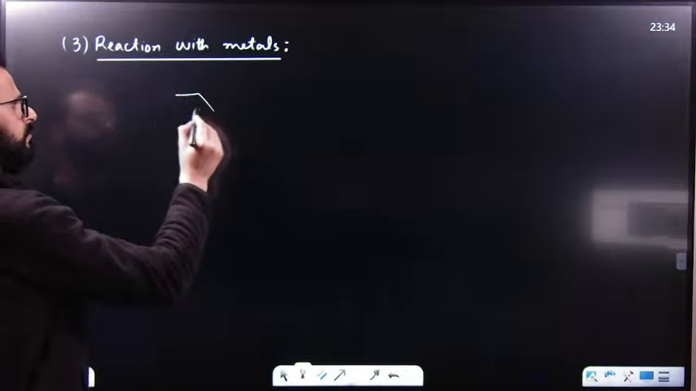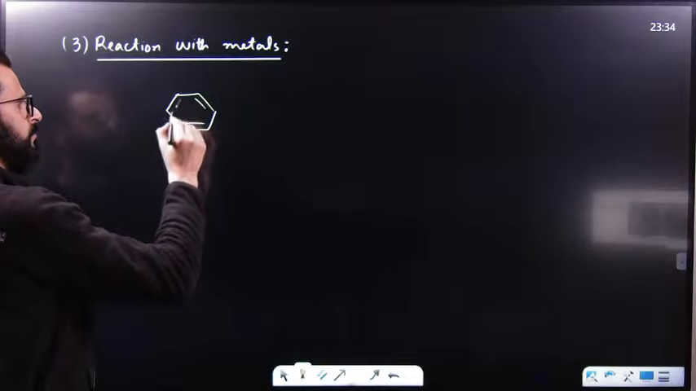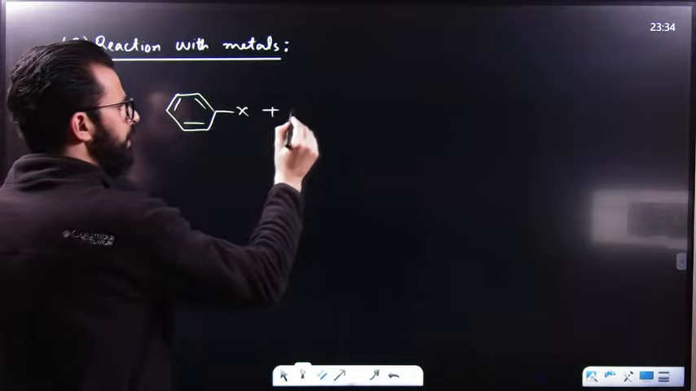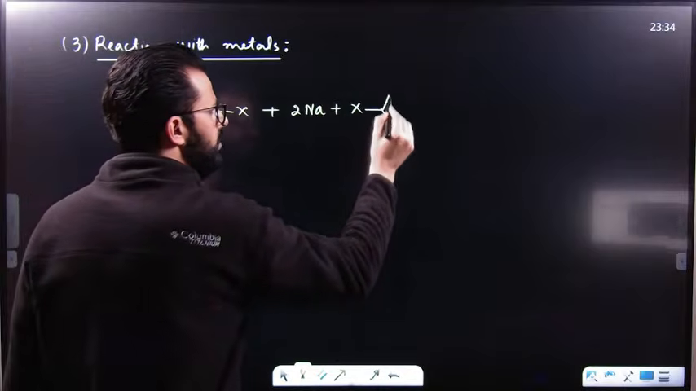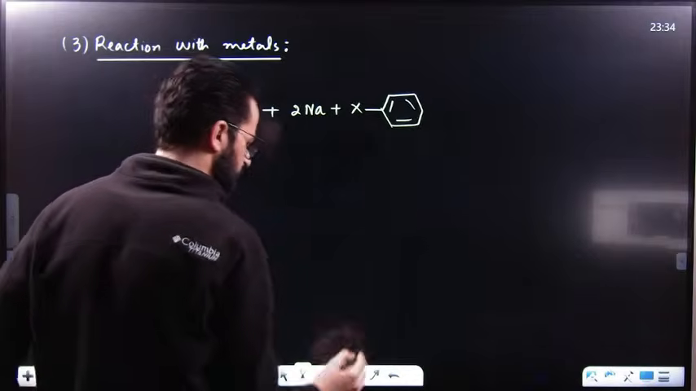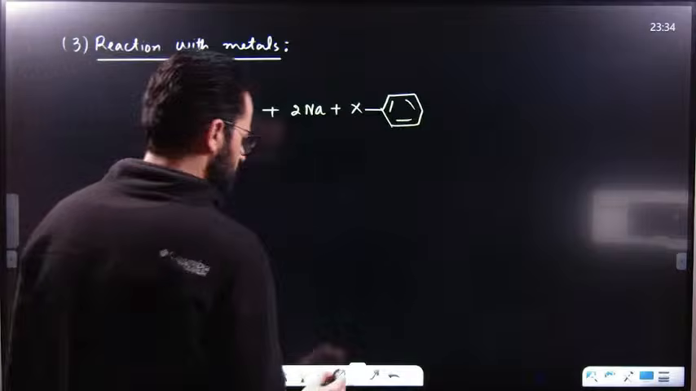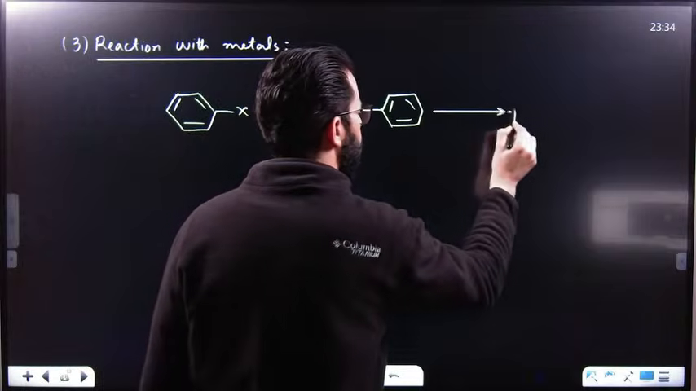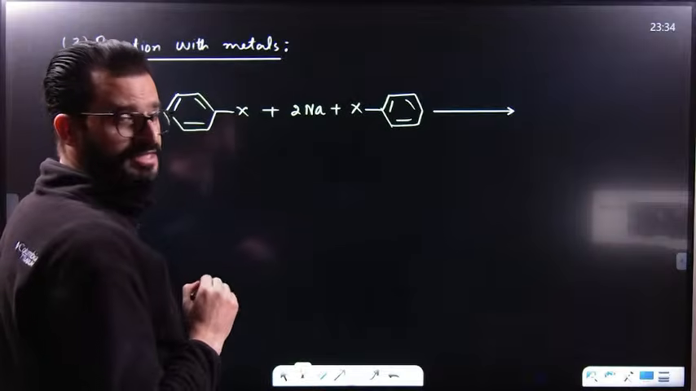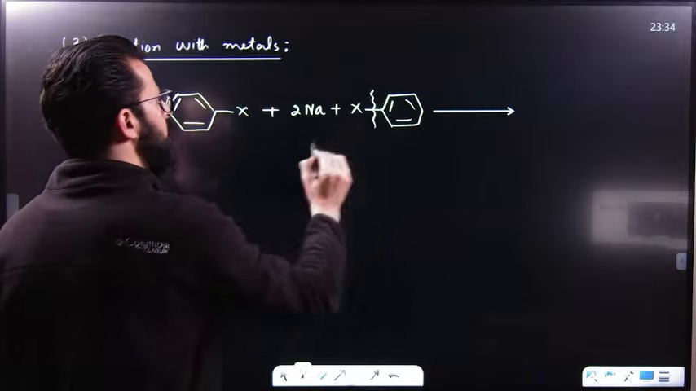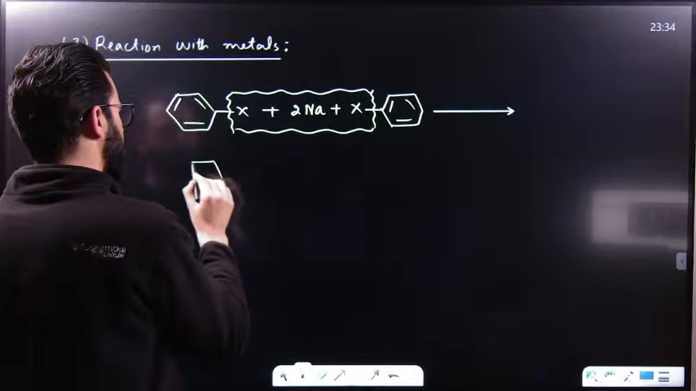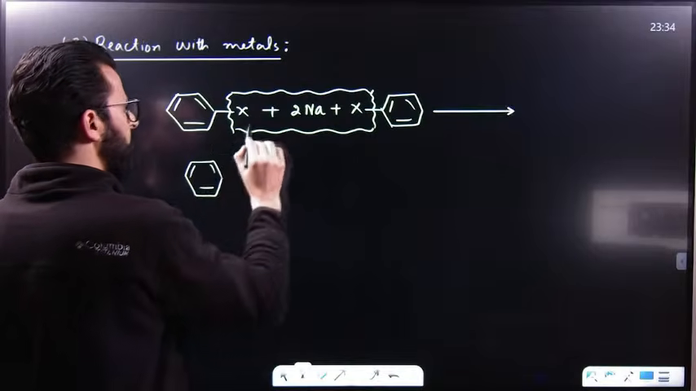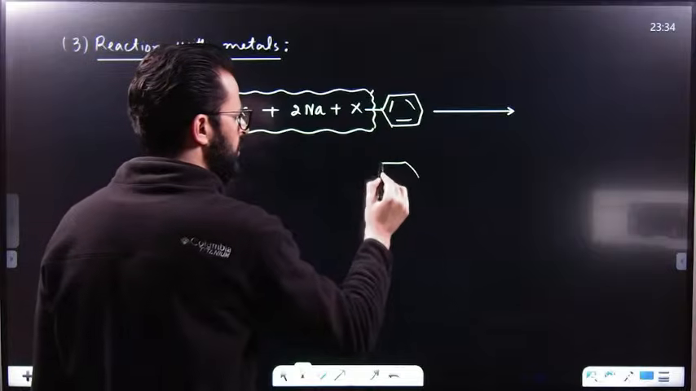After that, reaction with metal. Have a look. If you are having aryl halide and you treat it with sodium, for example, like this. Whenever you have a CX bond, I have told you that in hydrocarbons in Wurtz reaction, you just cleave that bond and it will result in the formation of NaX, but it will result in the formation of a radical. CX bond and sodium is there, so radical formation is there. Similarly, radical formation is there.